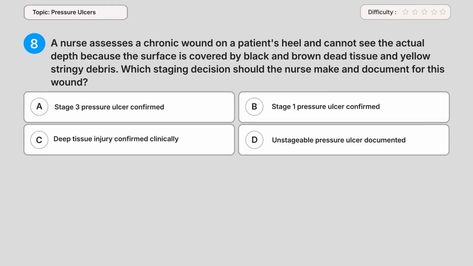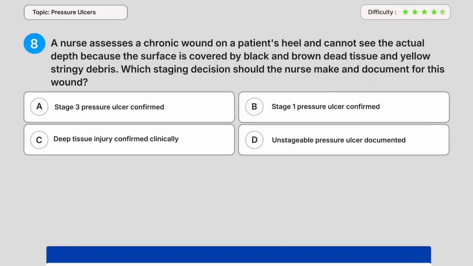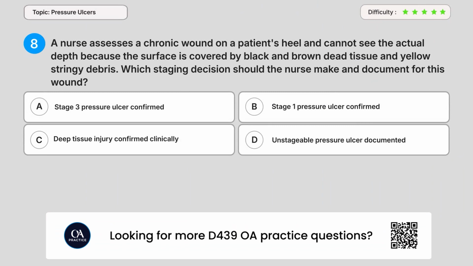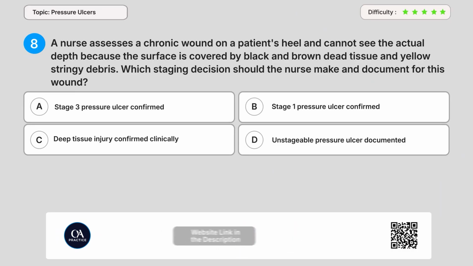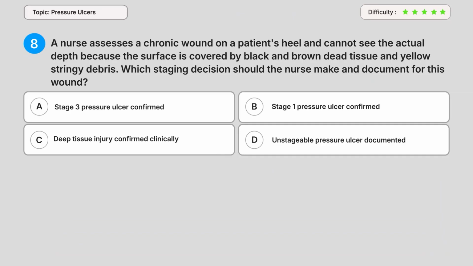Question 8. A nurse assesses a chronic wound on a patient's heel and cannot see the actual depth because the surface is covered by black and brown dead tissue and yellow stringy debris. Which staging decision should the nurse make and document for this wound?